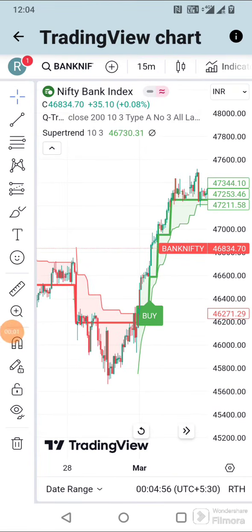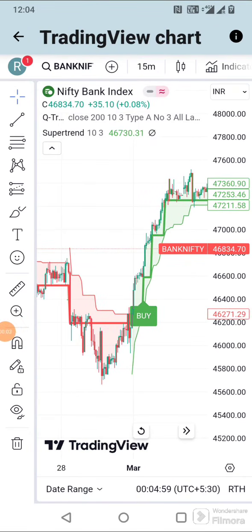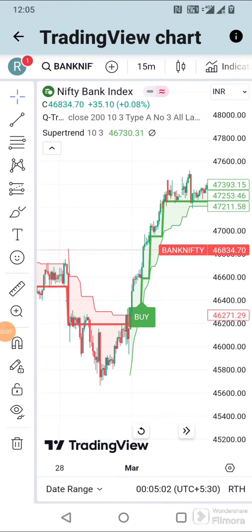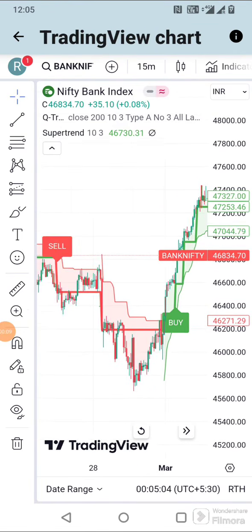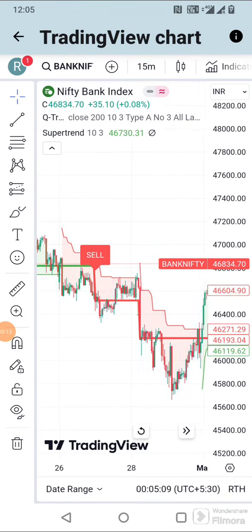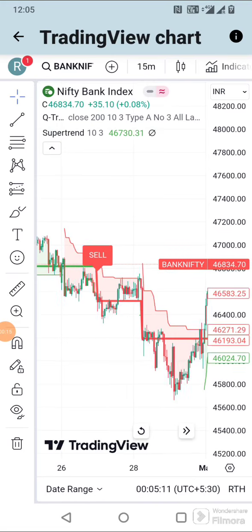When the Q trend indicator gives you the buy signal and along with that the supertrend indicator is in green, buy the call. When the Q trend indicator gives you the sell signal and along with that the supertrend indicator is in red, sell the call.